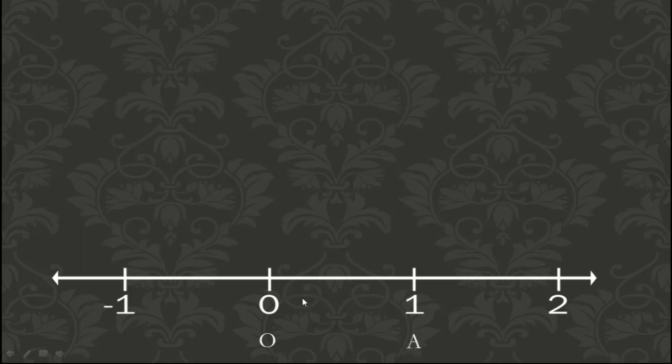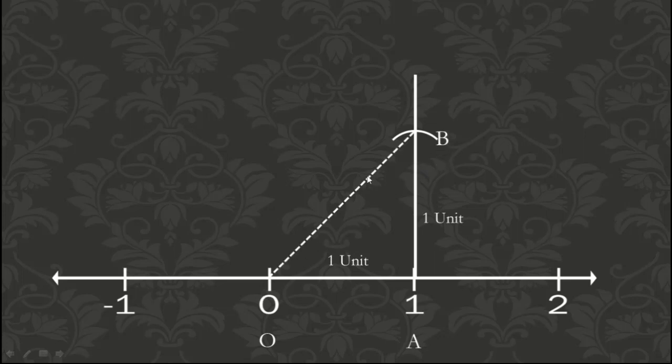So now this OA will be 1 unit. On point A you have to draw a perpendicular. Then on this perpendicular you have to make an arc of 1 unit. The length of this arc will be 1 unit. Then you mark this point, suppose the name of this point is B. Then you join this OB, and the length of this OB will be under root 2.